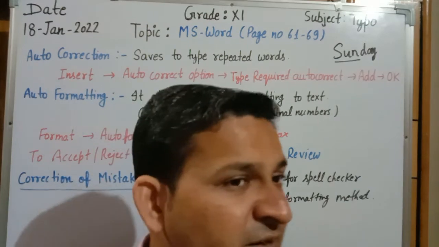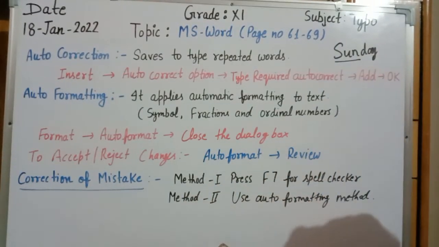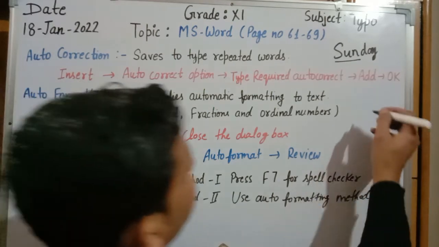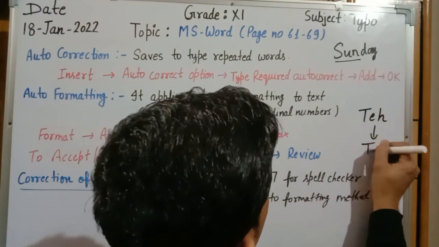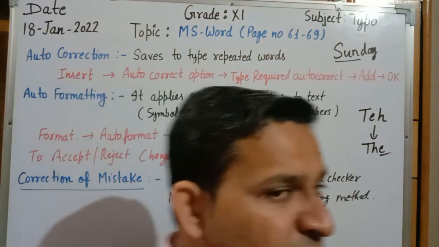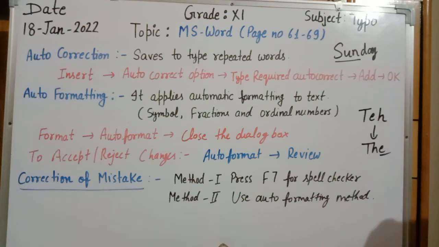It is applied when we want to do automatic formatting in a text. Sometimes we write a wrong spelling, so it will automatically do the formatting in that spelling. Like if we write TEH, it will automatically get converted to THE. This type of formatting is under the auto formatting option. It applies automatic formatting to the text. It can be in the form of symbols, fractions or ordinal numbers also.